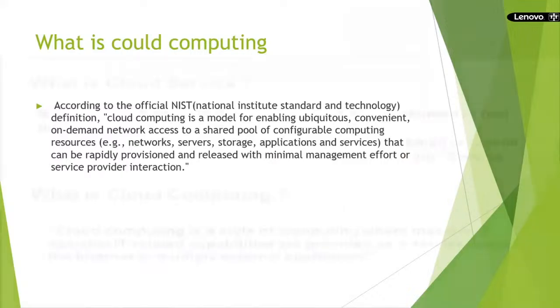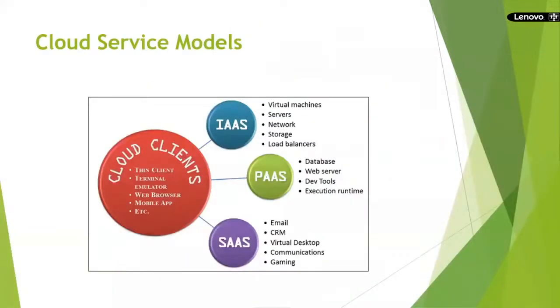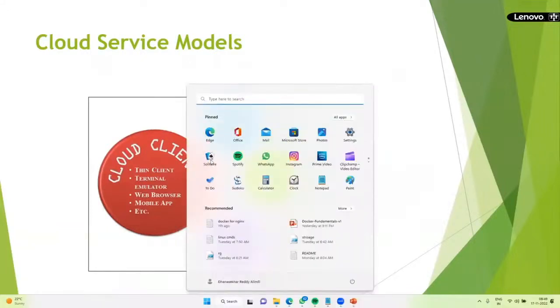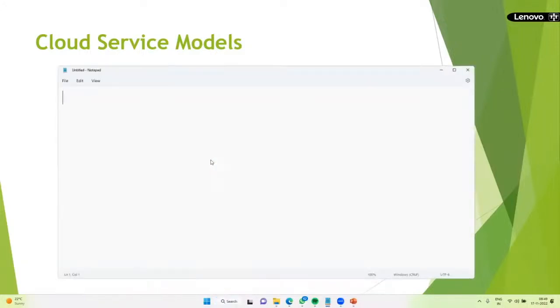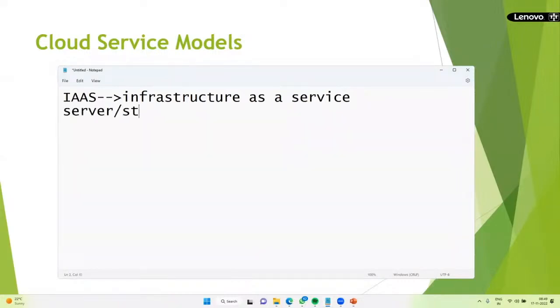Next, in the cloud we have three types of services, guys: IaaS, PaaS, SaaS. Based on your business requirement, you can choose which cloud service model is required. IaaS means infrastructure as a service. What comes under infrastructure? Server, storage, network, database, load balancer. These all come under infrastructure as a service.